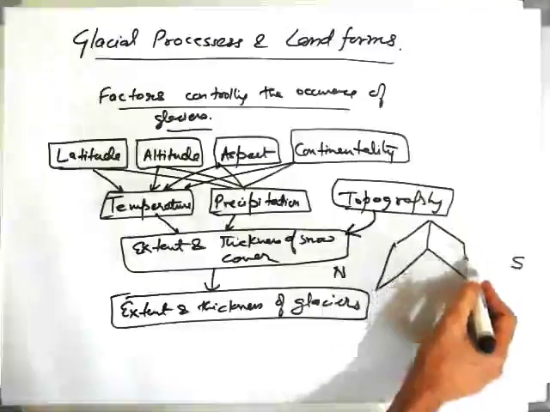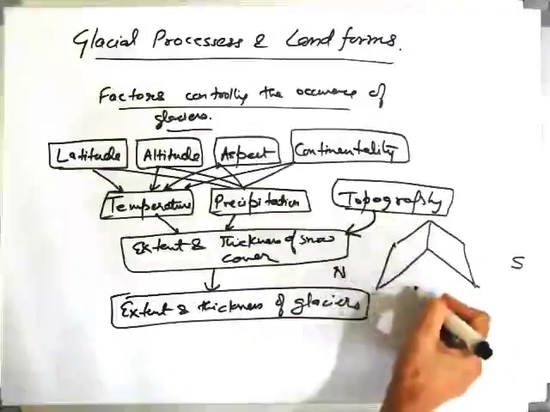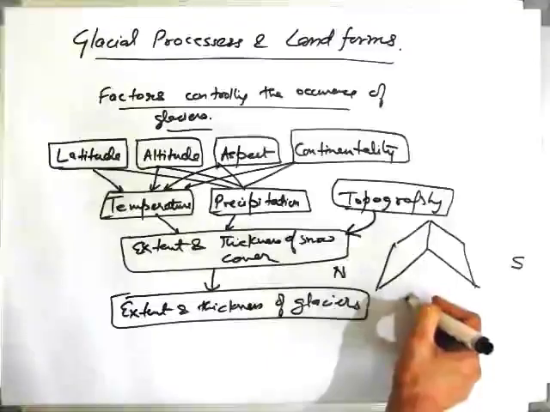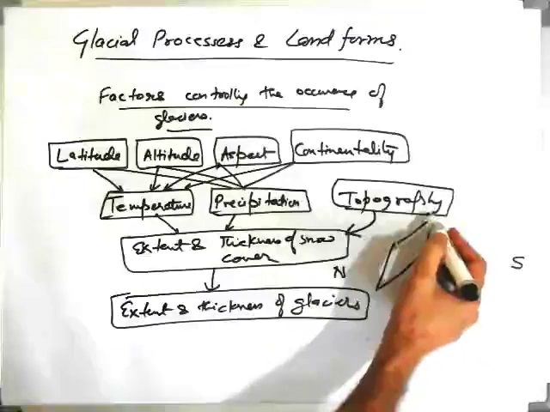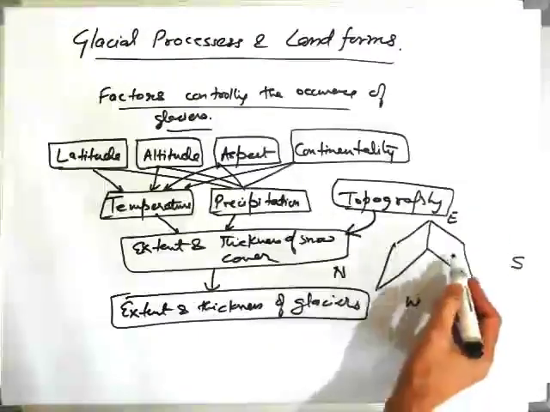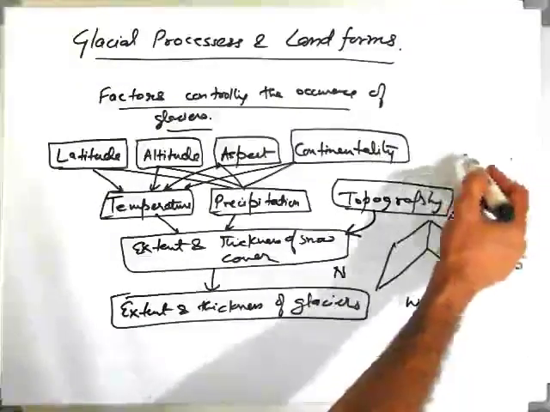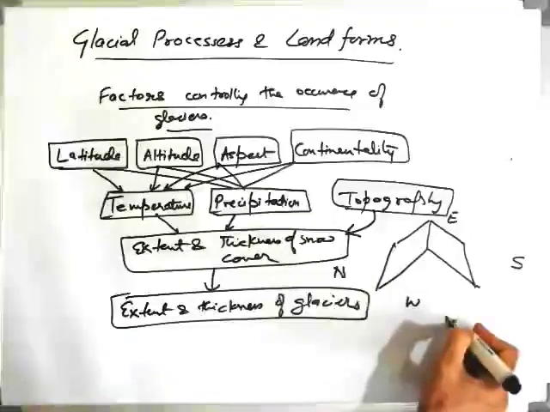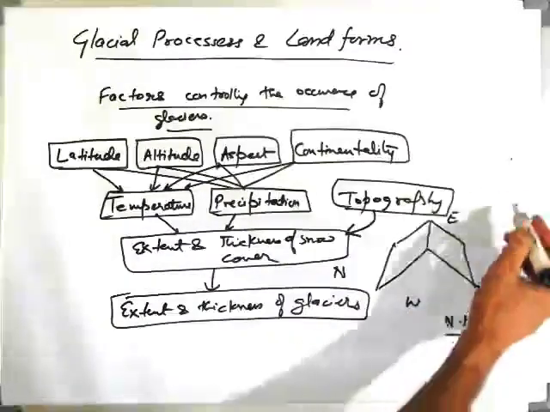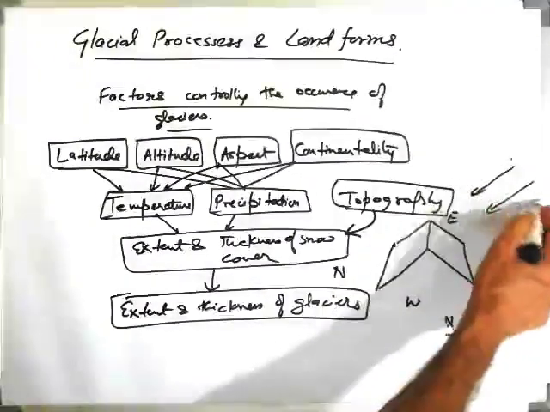This range is aligned east-west, so this is north and this should be west, and this should be east. Now, the sun will always shine from the south in the northern hemisphere. We are talking of the northern hemisphere. Sun will always shine from the south.